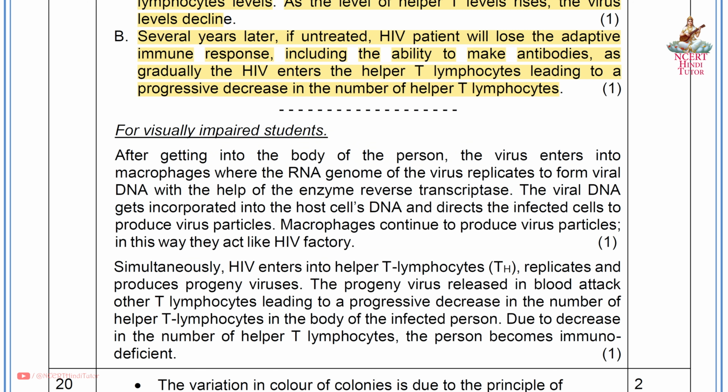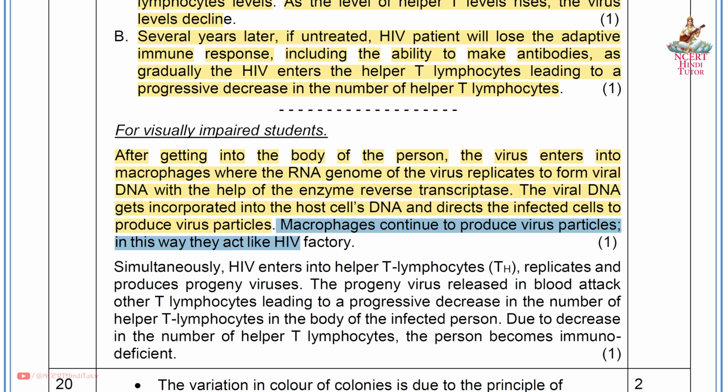Answer. After getting into the body of the person, the virus enters into macrophages where the RNA genome of the virus replicates to form viral DNA with the help of the enzyme reverse transcriptase. The viral DNA gets incorporated into the host cell's DNA and directs the infected cells to produce virus particles. Macrophages continue to produce virus particles.